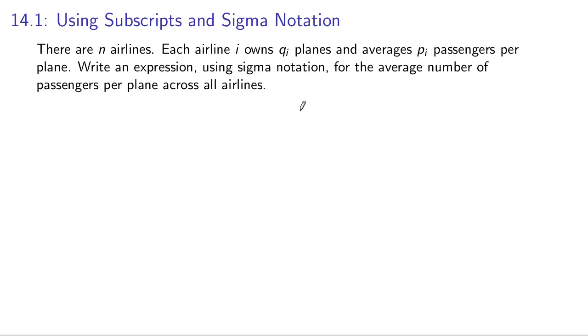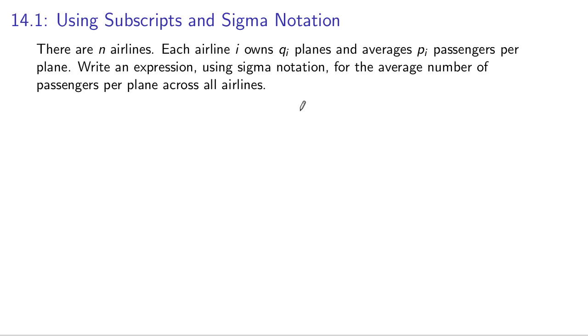There are n airlines. Each airline I owns Q sub I planes and averages P sub I passengers per plane. Write an expression using sigma notation for the average number of passengers per plane across all the airlines.